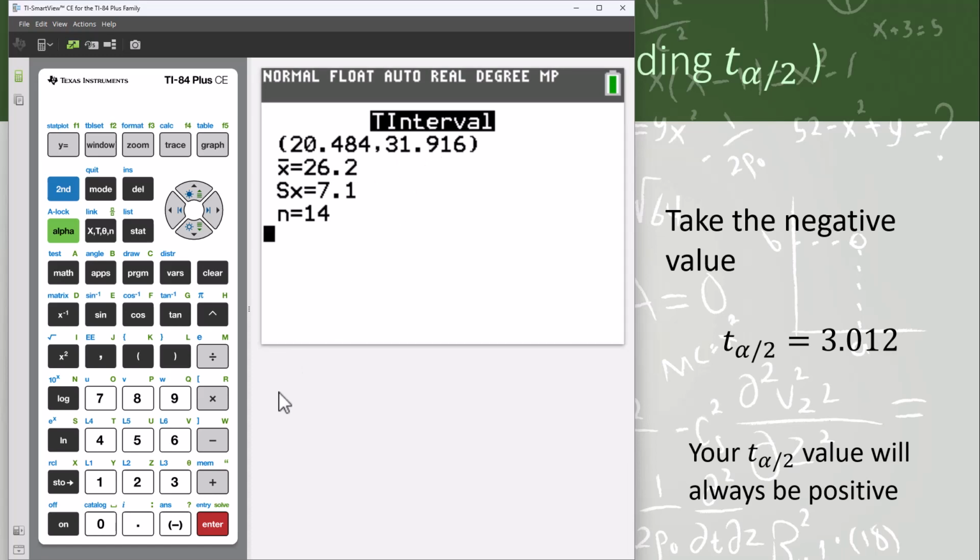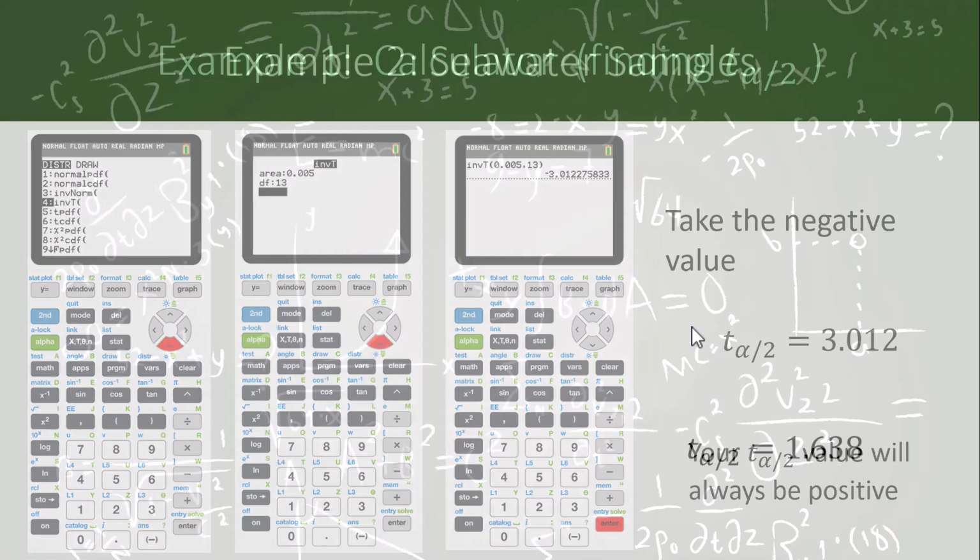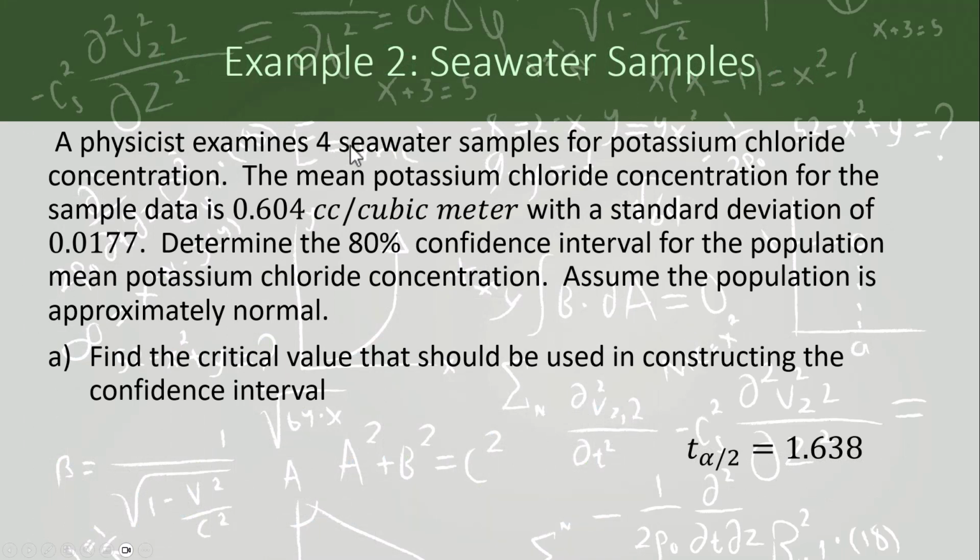Okay, so that takes care of part of our first example. What about our second example? Here we have a physicist who examines four seawater samples of potassium chloride concentration. The mean potassium chloride concentration for the sample data happens to be 0.604 cubic centimeters per cubic meter of water, with a standard deviation of 0.0177. And we want to find the 80% confidence interval for the population mean potassium chloride concentration. Say that 3 times fast. And we want to assume the population is approximately normal.